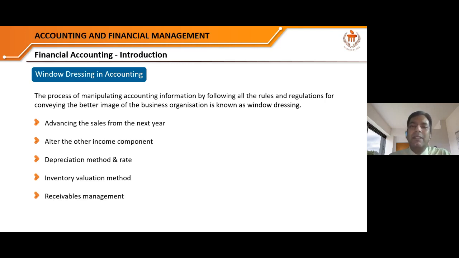Then receivables management. I may have great receivables in my books, and I can show that I have so many debtors in my books. Can I show that? Yes, I can obviously show that. But I know that half of these debtors are those who will never pay me, from whom I'll never be able to receive money. If that is the case, intentionally I am showing a wrong picture of my books, wrong information to my users.